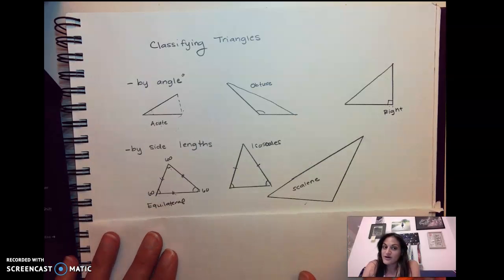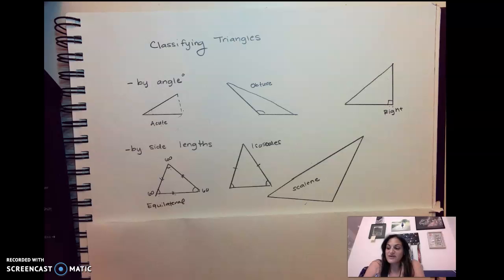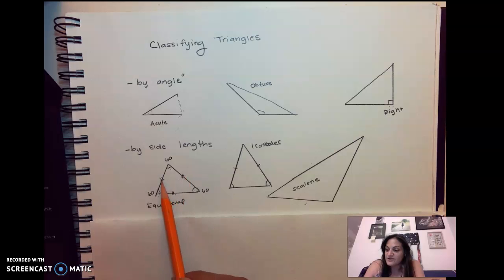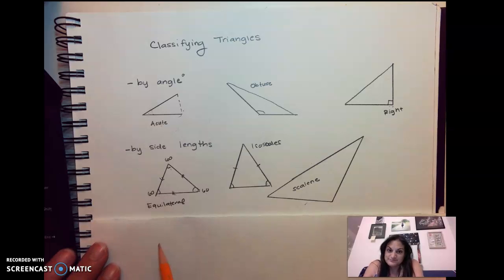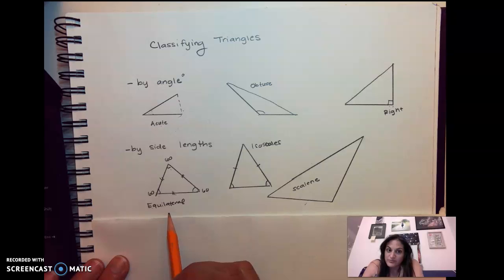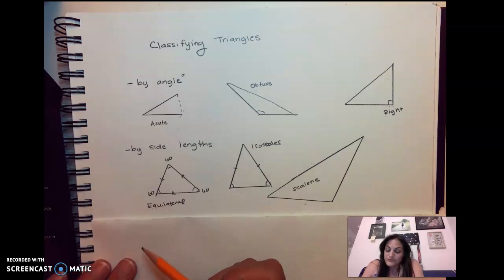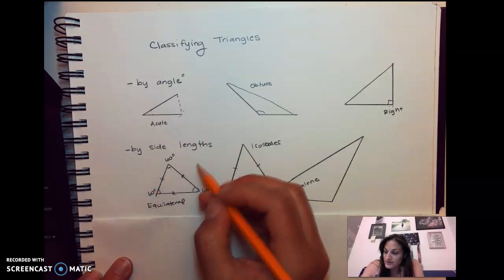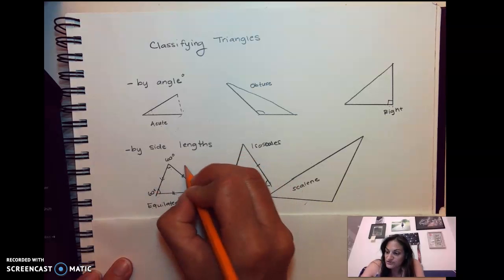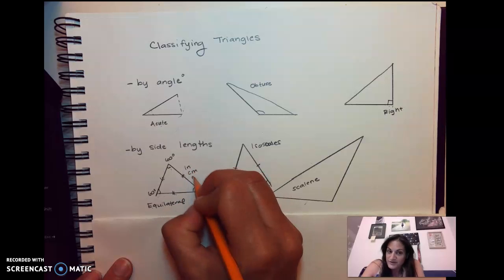You can also classify triangles by the lengths of their sides. If all of the sides of a triangle are equal to each other, it is called an equilateral triangle. An equilateral triangle is special because it is also equiangular, meaning the sides are the same length and the angles are the same measure. Don't forget, angles are measured in degrees, whereas sides are measured in inches, centimeters, meters.